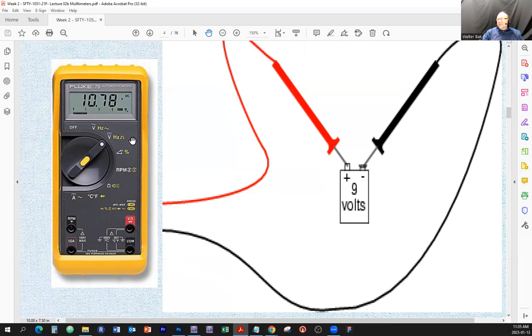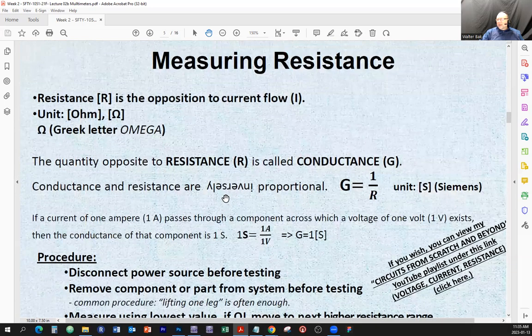Can we do this with an amp meter? No, we can't, and I'll show you why. But before that, we're going to look at measuring the resistance. Right, measuring the resistance.